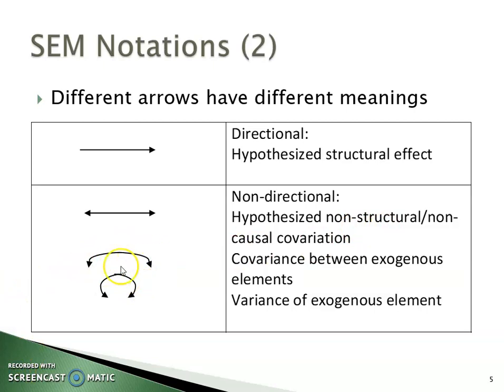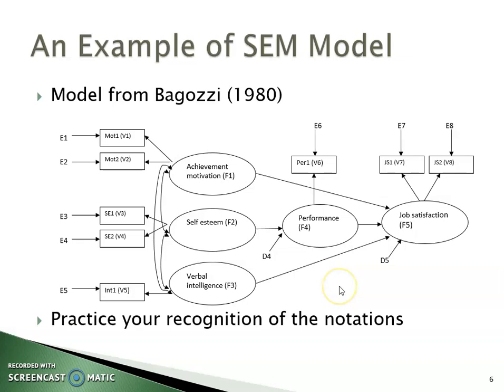The third type of line here is a curved line that represents the correlation or covariance between two or more exogenous variables or factors. The last type is the curved line with two arrowheads at both ends, pointing to the same variable or factor. This type of line represents the variance of an exogenous element. The word element here just represents either a measured variable or a latent factor. Now we are ready for an example.